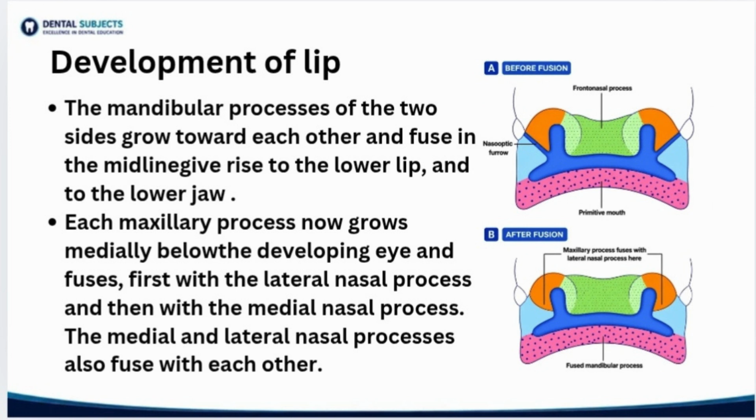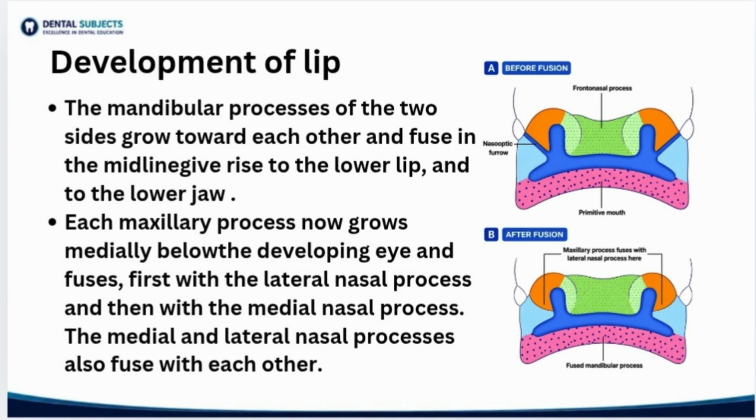First, the development of lips. See the diagram. When the mandibular process on the lateral side of the stomatodeum grows towards each other and fuses, it forms the lower lip and lower jaw. Likewise, when the maxillary process grows towards the midline and fuses with the lateral nasal process and then with the medial nasal process to form the upper lip, the medial and lateral nasal processes also fuse with each other. This is how the upper lip forms.